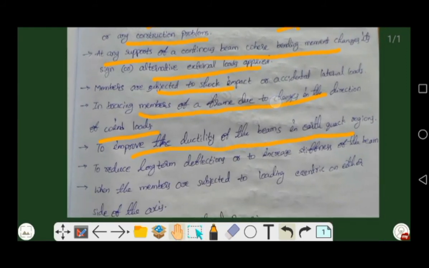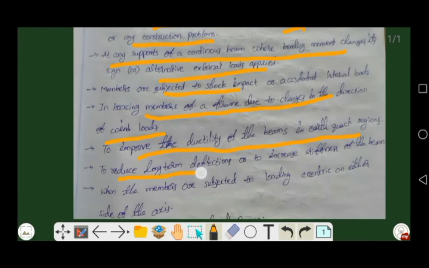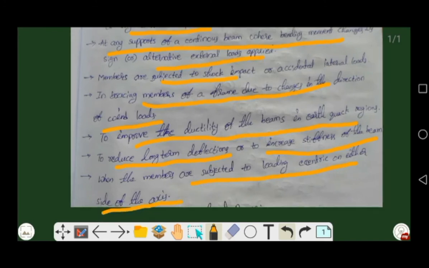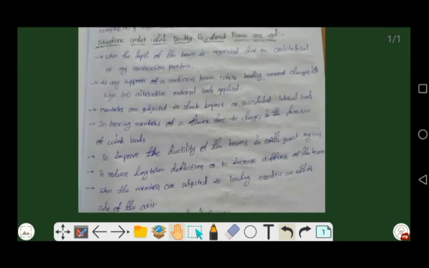And to reduce long-term deflections. To increase the stiffness of the beam also. Last one is when the members are subjected to eccentric loading on either side of the axis. In these situations, we use doubly reinforced beams.